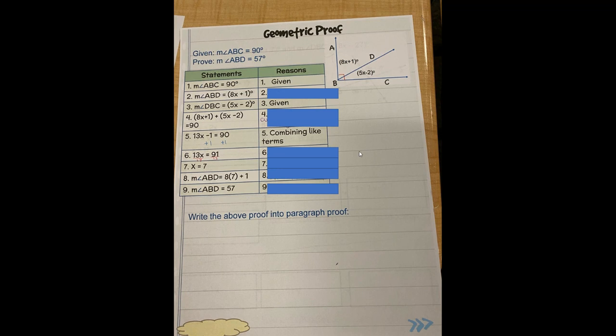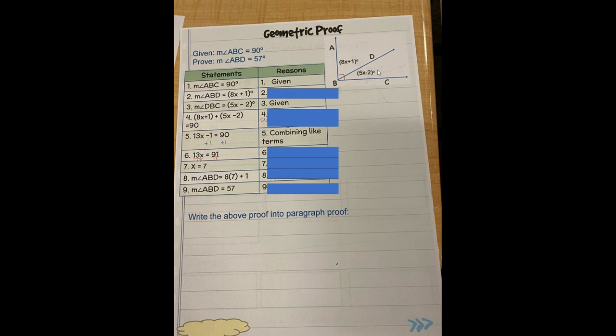So in this first example, we're given that the measure of ABC equals 90 degrees. And then we're also given in our picture that ABD equals 8x plus 1 and DBC equals 5x minus 2. And then we're asked to prove that the measure of ABD is 57. So we all know how to find this. We need to use certain things that we have learned in order to solve for x and then figure out where to plug in x.